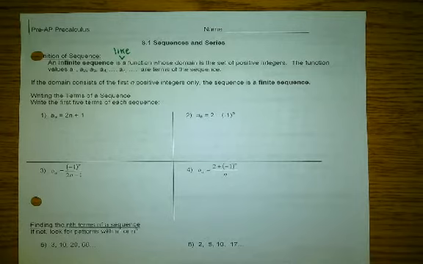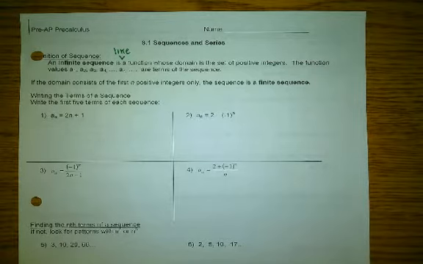The outputs in sequences have a specific name. They are known as terms. Or the other way that I've heard this mentioned is that a sequence has a set of terms. That's the other way you can think about it, because you're going to get a set of solutions. Cool? All right. If the domain consists of the first n positive integers only, then the sequence is finite.